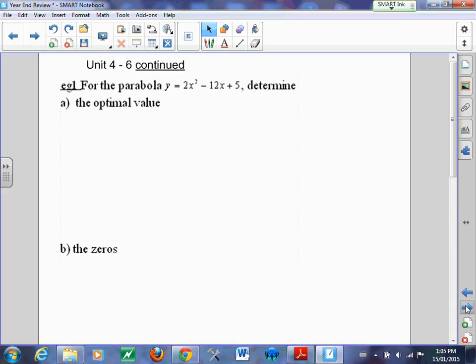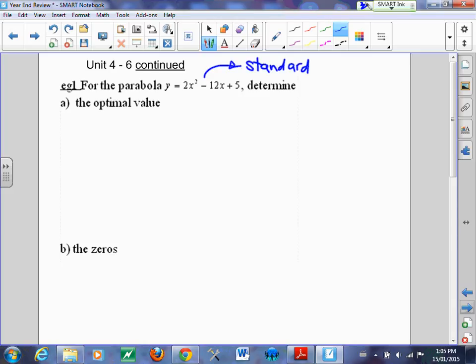Here we go. For the parabola, y equals 2x squared minus 12x plus 5, determine the optimal value. Well, I always say when you're dealing with word problems, what form do we have? In this case, this is in standard form. And what information does it tell us when it's in standard form? It tells us that the y-intercept equals 5. Hopefully that helps you out.